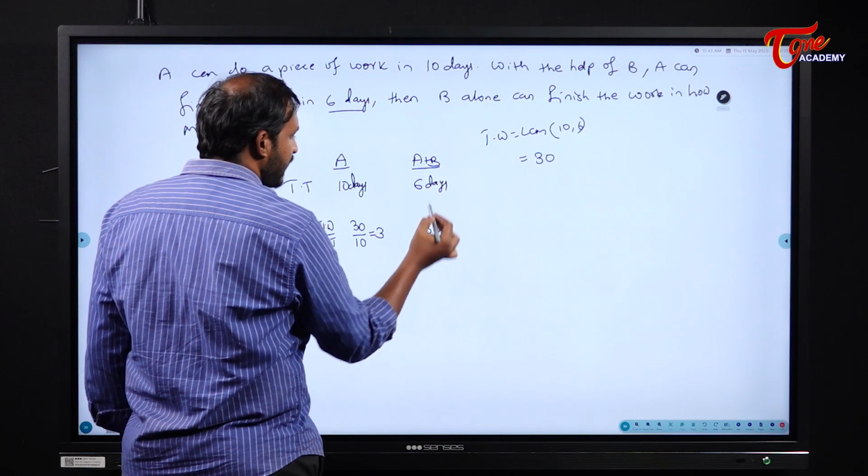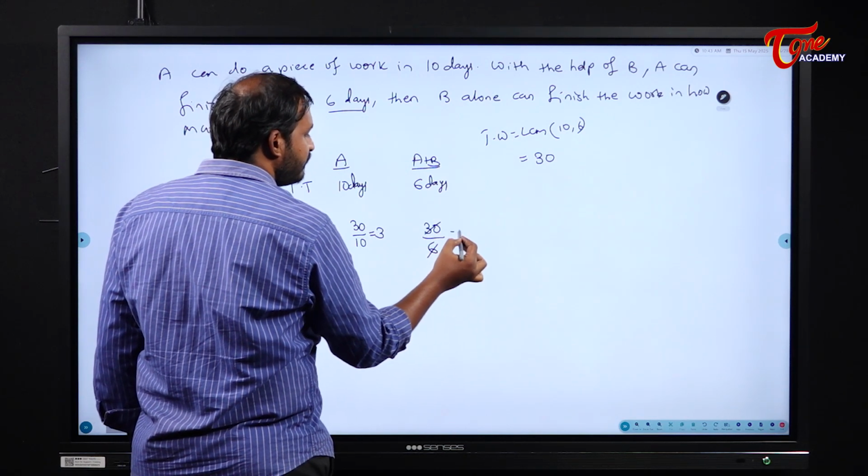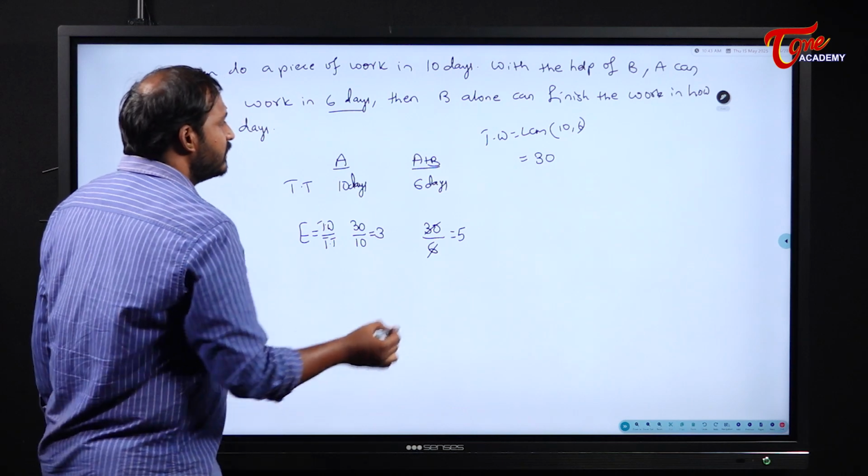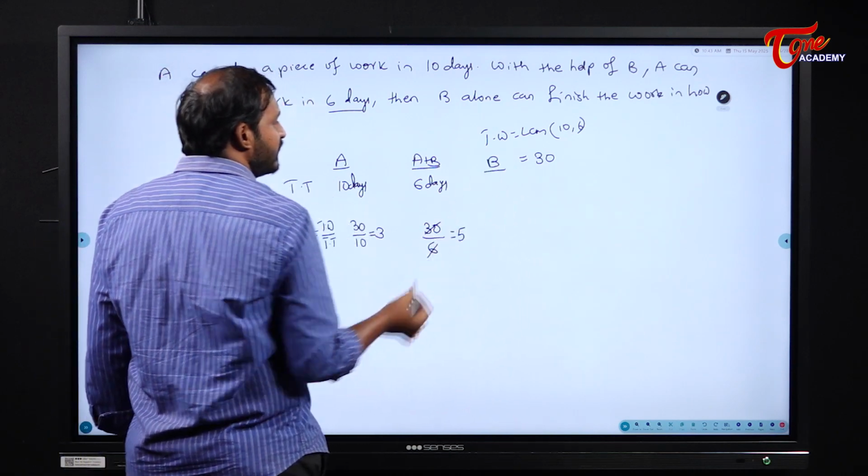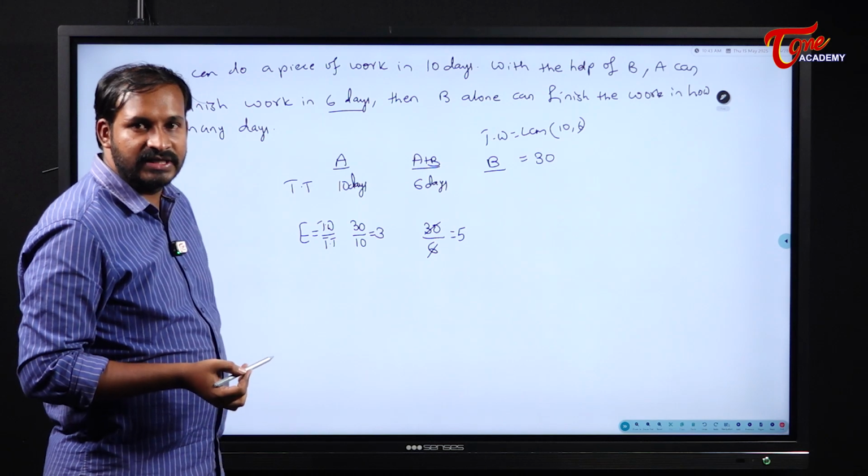30 by time taken by them is 6. So here the efficiency will become 5. Now tell me, they are asking us, B alone can finish the work in how many days?